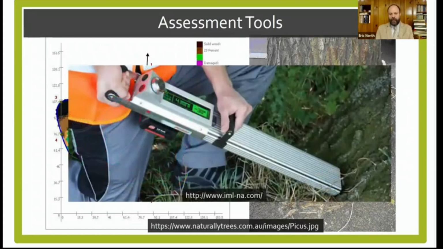We have the next level, which is a resistograph. This is a tool, really great.